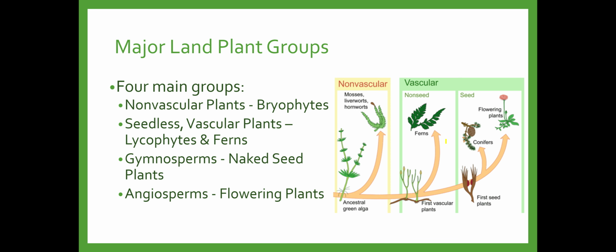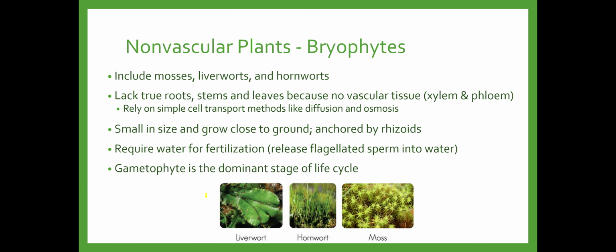All right, now what we're going to do for most of the rest of our notes is go through these four main plant groups. We're going to break them down into non-vascular plants, seedless vascular plants, and then we have two groups of seed plants, which are the gymnosperms and the angiosperms. So we're going to start with the simplest, most basic, and I guess the first group coming from those green algae ancestors, and that's going to be our non-vascular plants, or what are commonly called bryophytes.